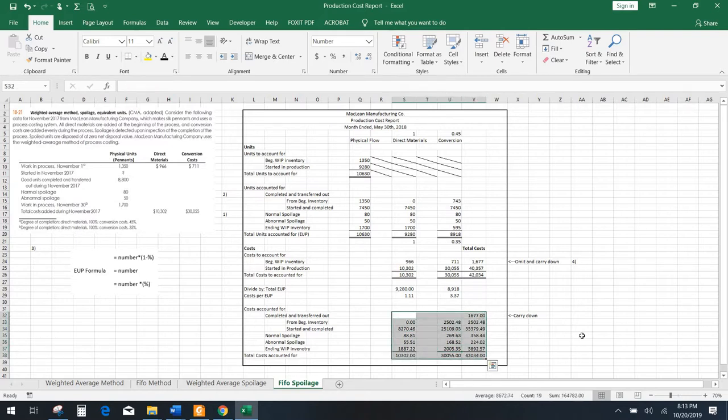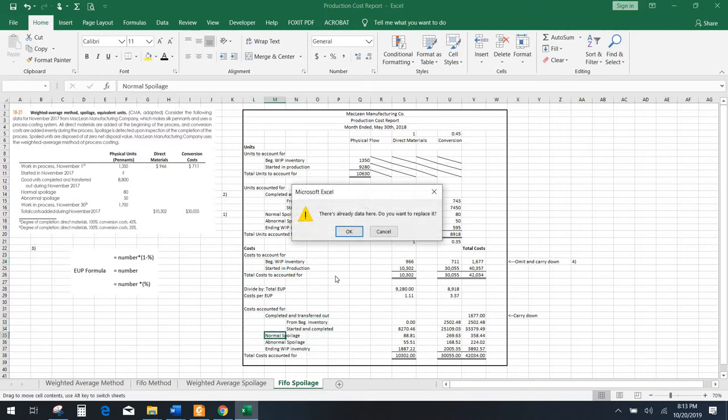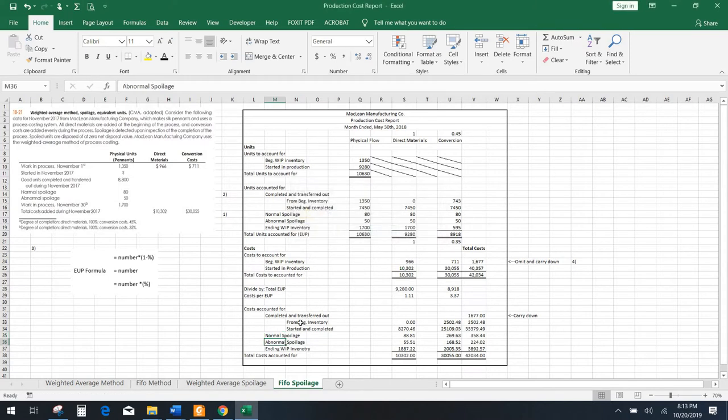So this is the most comprehensive and probably the most difficult problem. It incorporates all the changes. You have to add lines in for the spoilage, then you have to add lines in for the difference in a FIFO method. So if you can do this problem and you can follow along, you'll probably be just fine on the test. So I hope this helps, guys. Good luck.